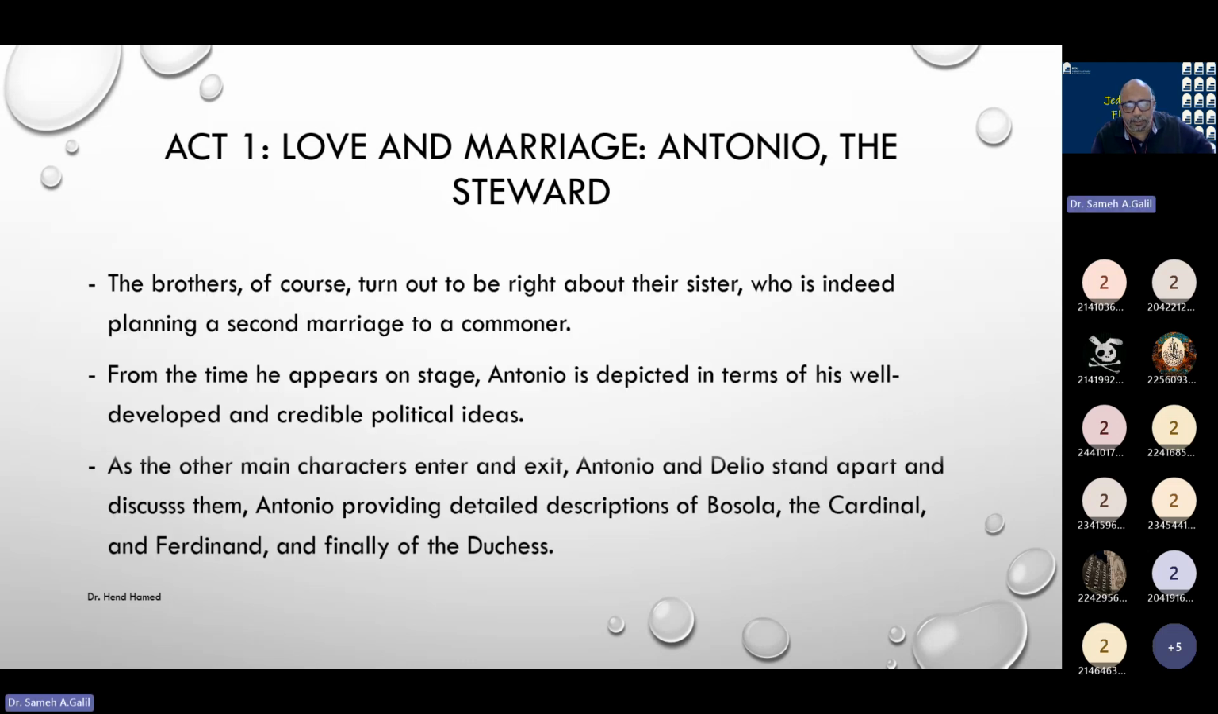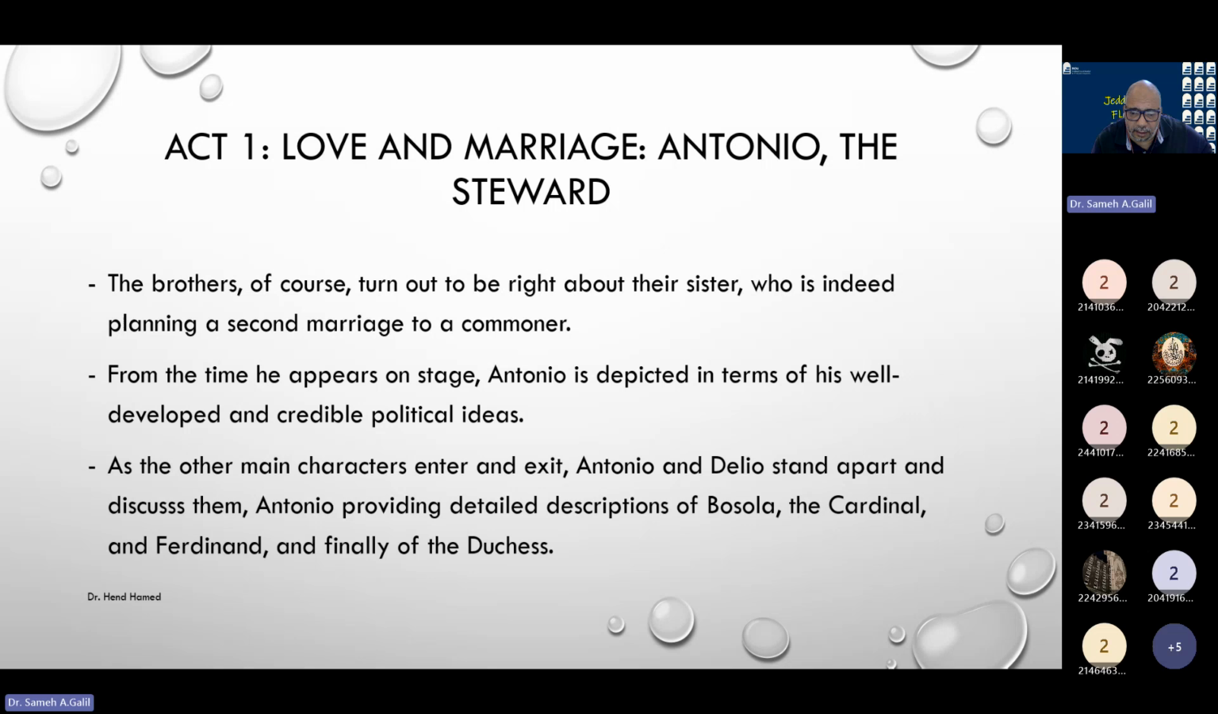So again, we're talking about Antonio, who is a commoner. Again, we're building up a profile for Antonio. He is depicted in terms of his well-developed and credible political ideas. Again, we know a lot about him from his revelations and what he does and what he thinks about the other characters.